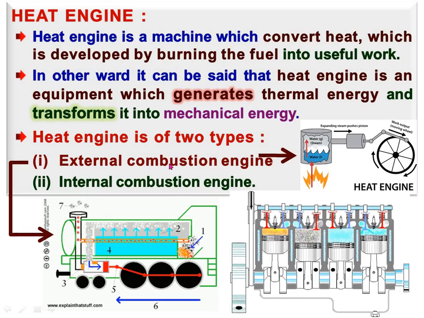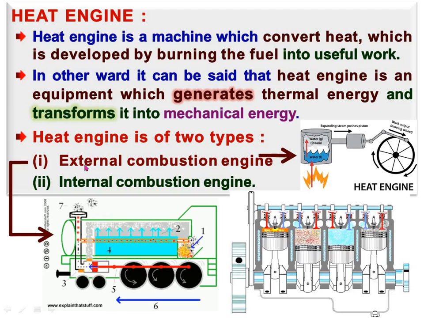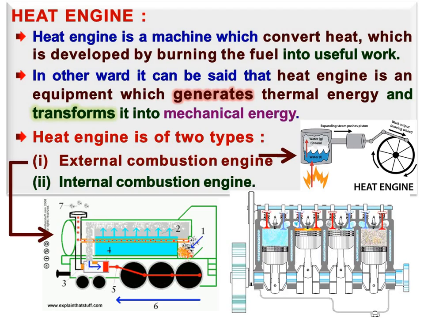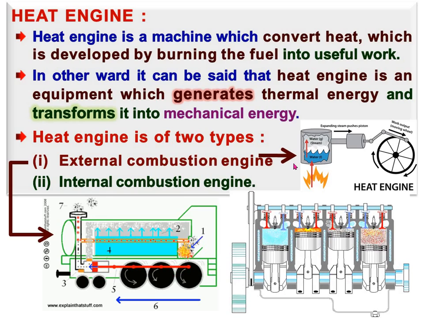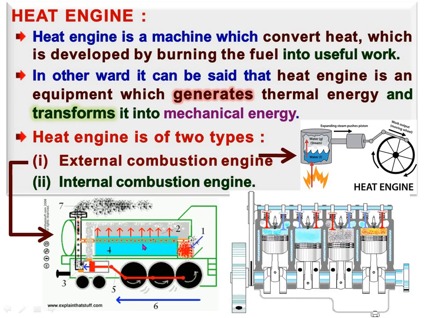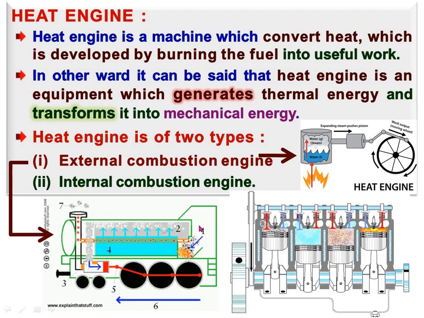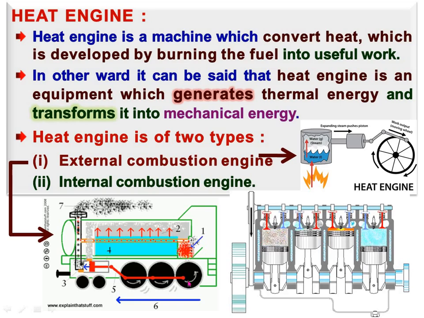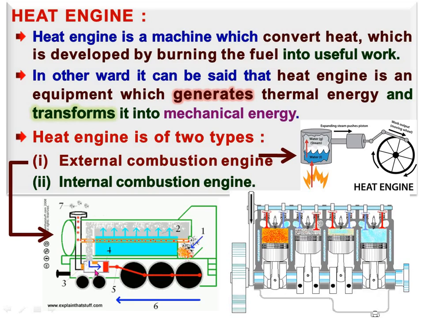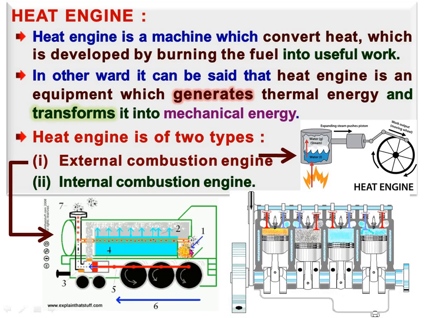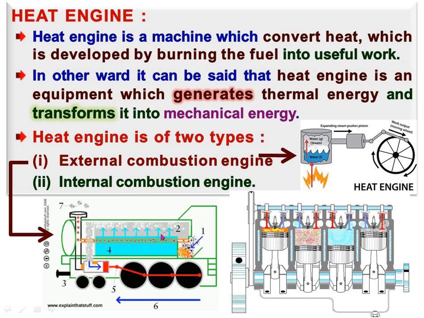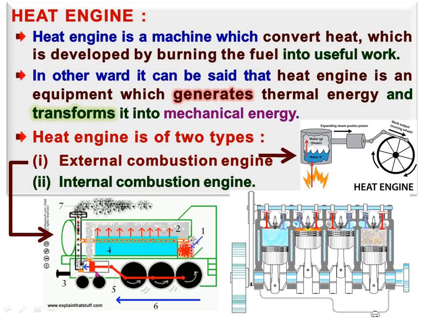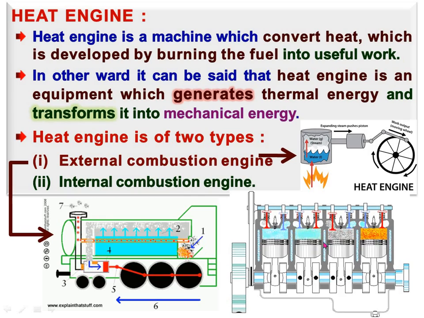First, we see the external combustion engine. External combustion means combustion is not within the engine. That is the external combustion engine. See here, a steam engine is given. This is the boiler part, and this is the working cylinder. Here, coal is burnt and vapor is produced, but this vapor is produced outside the engine cylinder. So this is an external combustion engine.